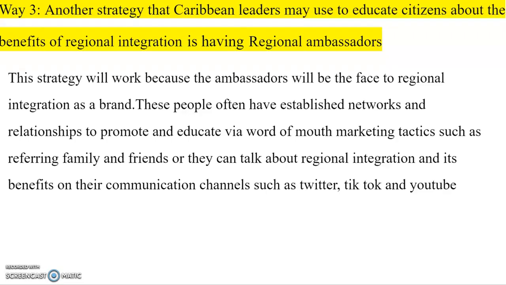And its benefits on the communication channel. So again, if you are a popular blogger on YouTube or TikTok, or you are popular on Facebook or Twitter, you can use these communication channels as a regional integration ambassador to educate citizens about regional integration.